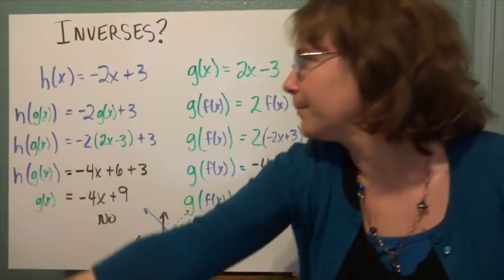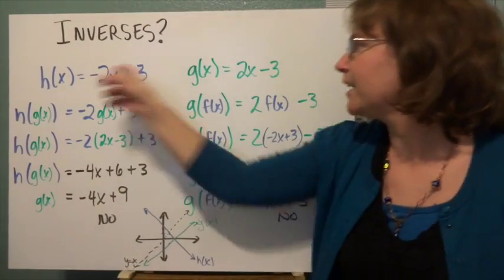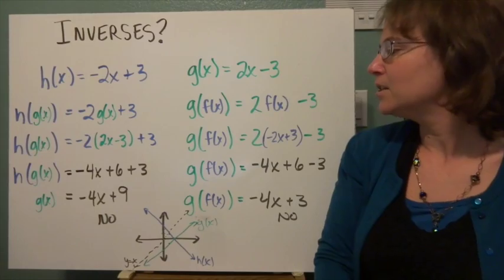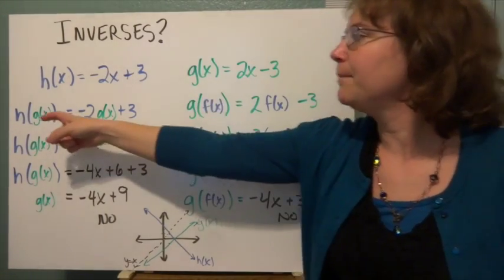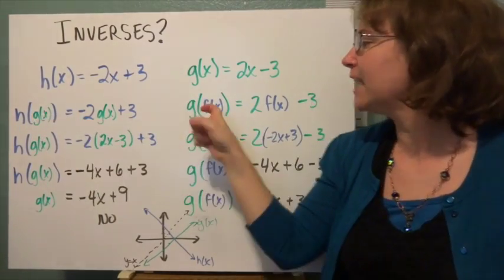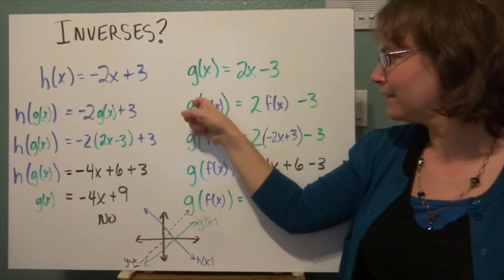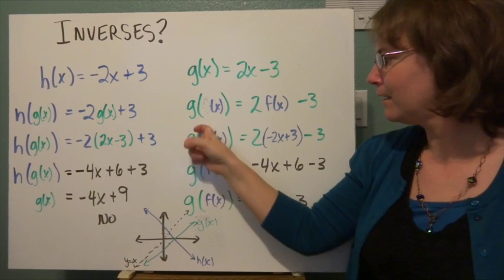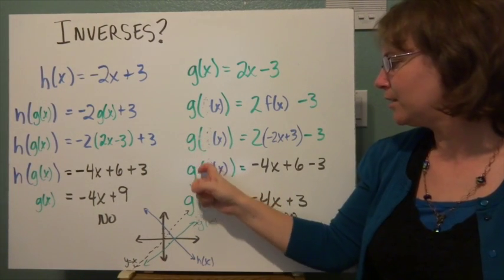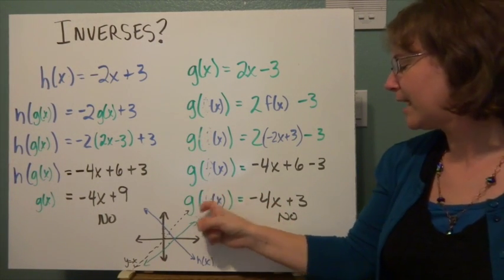Let's look at another example. Are these two, h of x and g of x, inverses? We can check this algebraically by finding h of g of x and g of h of x, and see if each is equal to x.